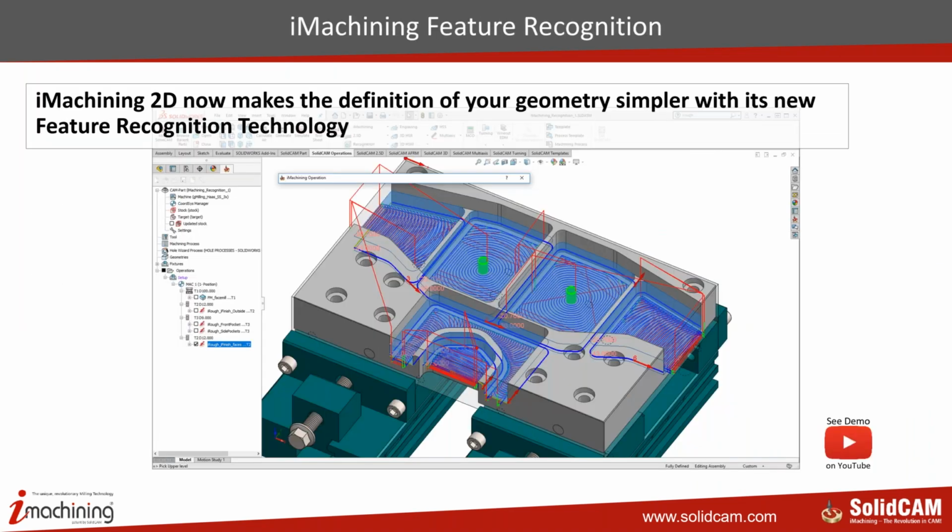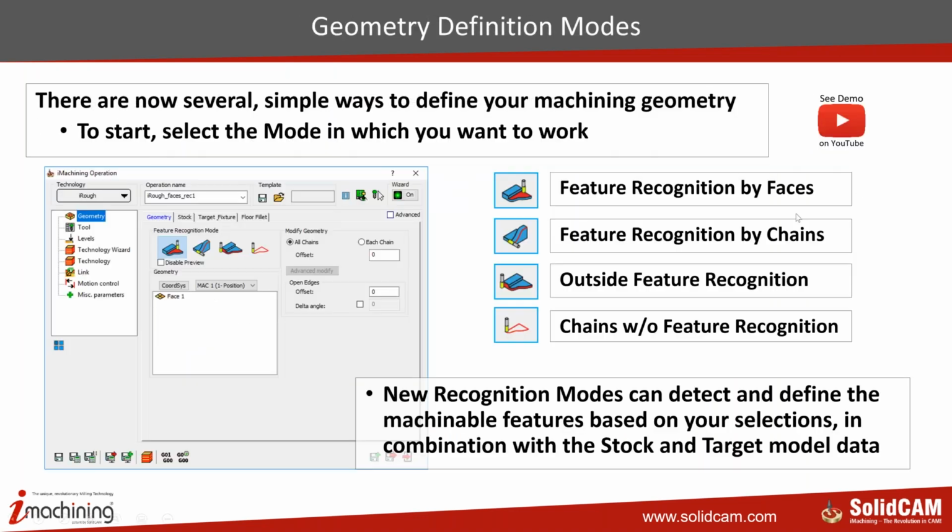Another very major enhancement in iMachining 2D is that we have introduced feature recognition functions. Earlier, for all iMachining 2D functions, we used to select the contours manually. Now with feature recognition, it is very simple for the user. You have three different kinds of feature recognition functions: feature recognition by faces, feature recognition by chains, and outer feature recognition, and then the old option, chains without feature recognition. So these are the four options available inside iMachining 2D.